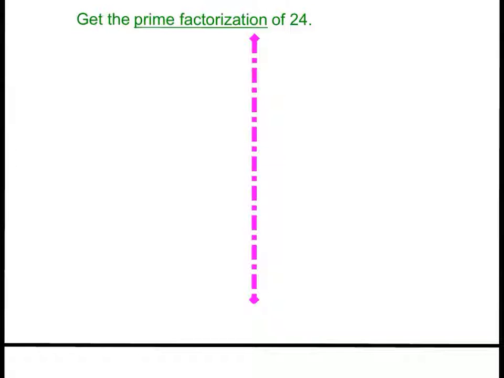Okay, let's get the prime factorization of 24. Let's do the factor tree method first. Okay, let's make our tree. What times what is 24? I'm going to do 3 times 8. You might choose 6 times 4. Maybe 2 times 12. You can choose whatever you want. I'm going to choose 3 and 8.